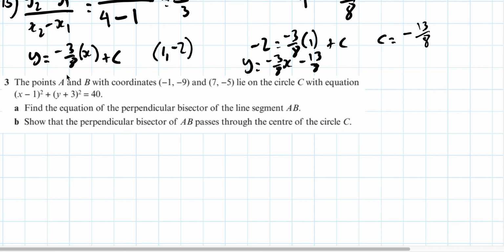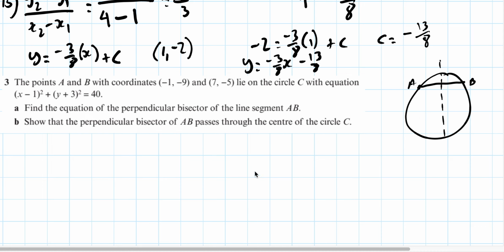Next up, we have the point AB with coordinates minus 1, minus 9, which lies on the circle. We need to find the equation of the perpendicular bisector. So again we have a circle, we have two points A and B, and those are their coordinates. The perpendicular bisector is going to cut through the middle of the line, so the first thing we need to find is the midpoint.